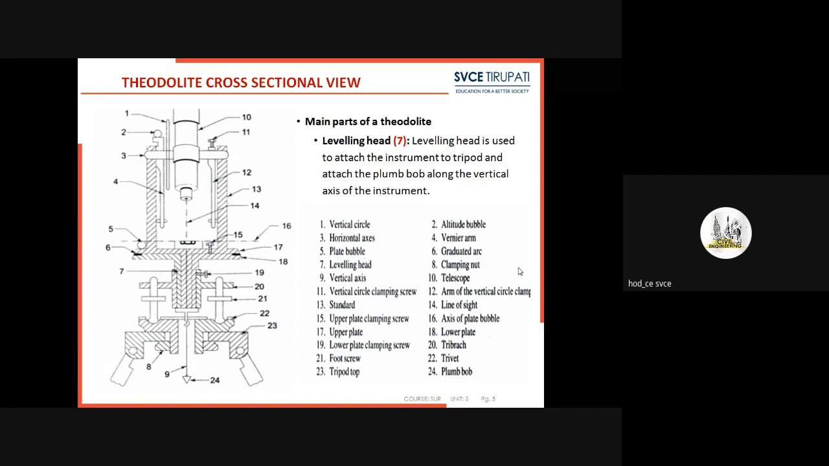Next, horizontal axis. Number three is the horizontal axis. That is the shaft that lets the telescope rotate freely, right? And the vernier arm. Number four is the vernier arm. It is one of the supports for the A-frame structure.